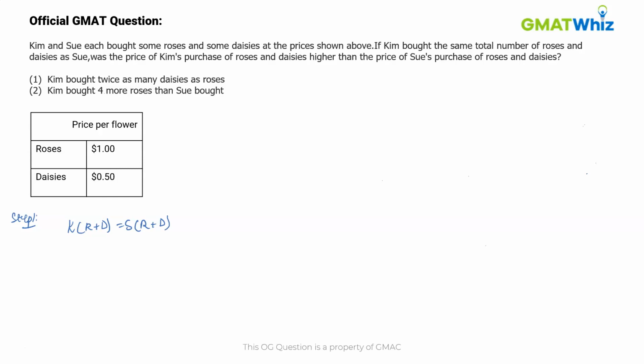We have to find out whether the price of Kim's purchase is higher than the price of Sue's purchase of roses and daisies. Now, from the table, it can be easily inferred that the price of roses is greater than the price of daisies. Hence, the person who buys more roses will have spent more.